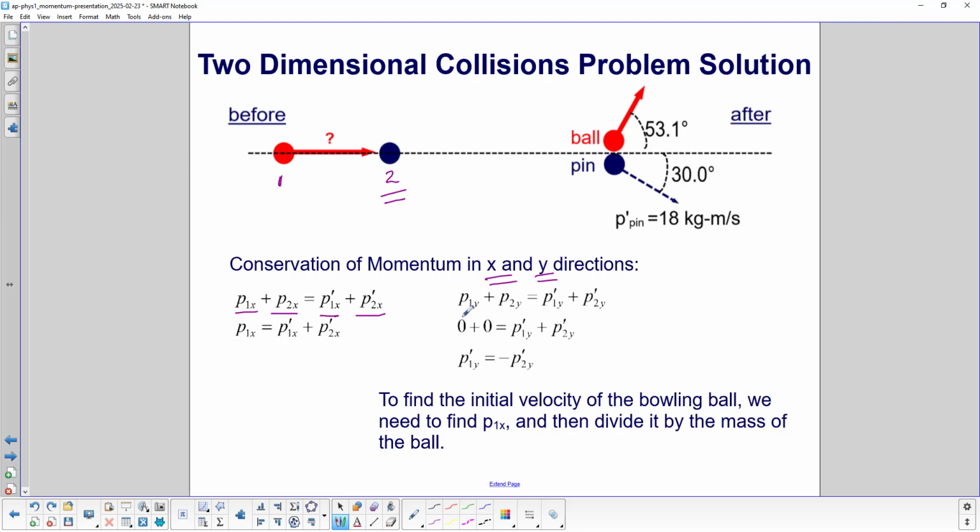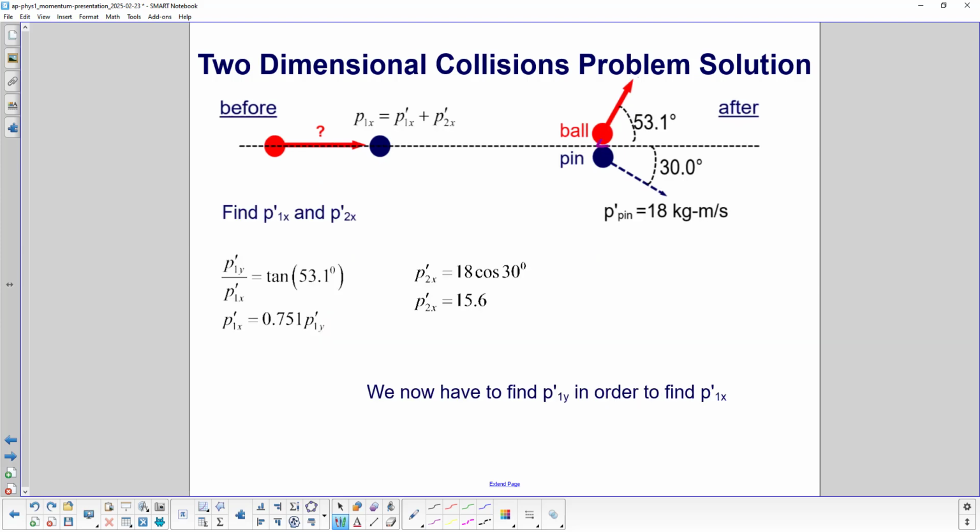Now let's look in the y direction. Our initial momentum in the y direction is 0 plus 0, right? Because the ball is just moving in the x direction and the pin is not moving at all. That will equal p'1y plus p'2y, and with a little algebra we get this right here. To find the initial velocity of the bowling ball, we need to find p1x and then divide it by the mass of the ball. Let's first find p'1x and p'2x.